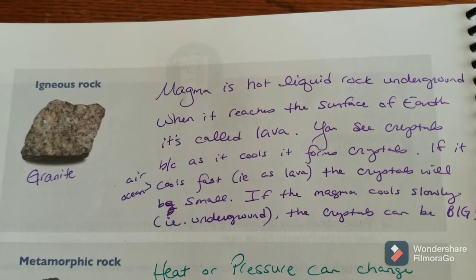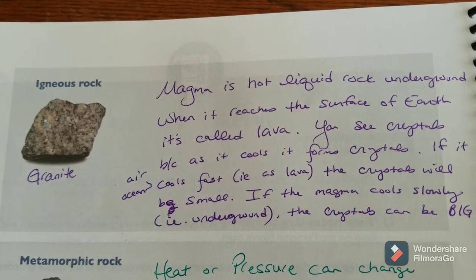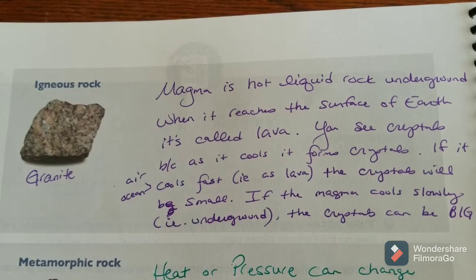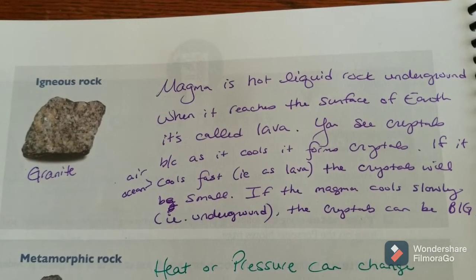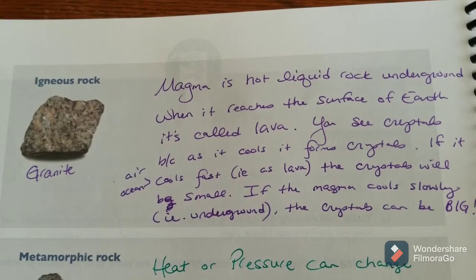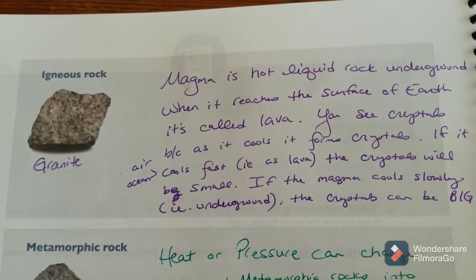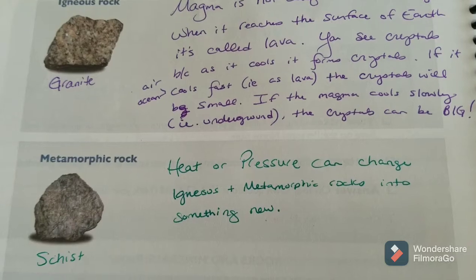Like, I'm not sure it's an igneous rock, but I can only imagine, like a diamond. You think of all those beautiful big gemstones that are underground. Well, they cooled slowly. And that's igneous there.